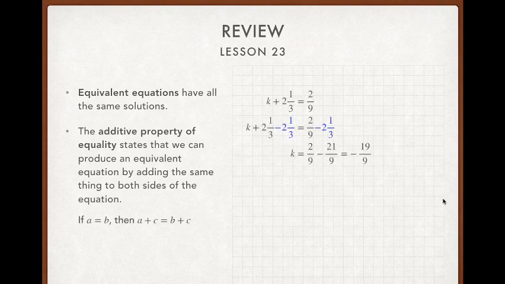So if we have k plus 2 1/3 equals 2/9, we can produce an equivalent equation to this by adding the same thing to both sides, in this case adding negative 2 1/3. Once we do that, plus 2 1/3 minus 2 1/3 cancel out. We're left with just k over here. And then we have 2/9 minus 21 over 9, or negative 19 over 9. So we end up with an equivalent equation of k equals negative 19 over 9, which very explicitly tells us what the solution of this equation is.